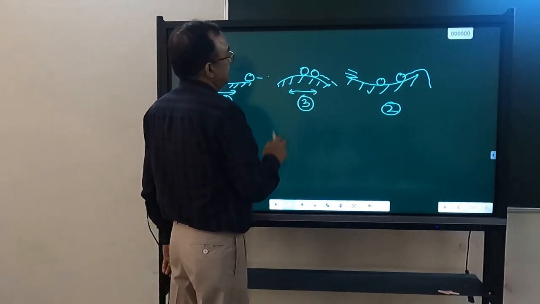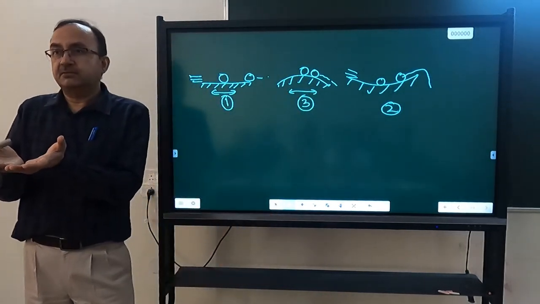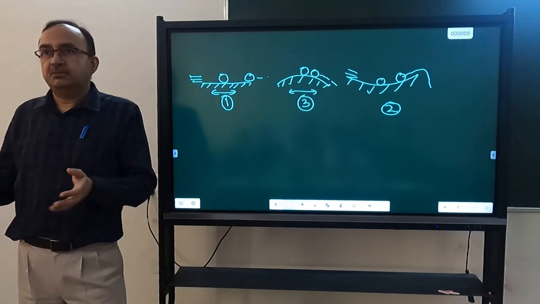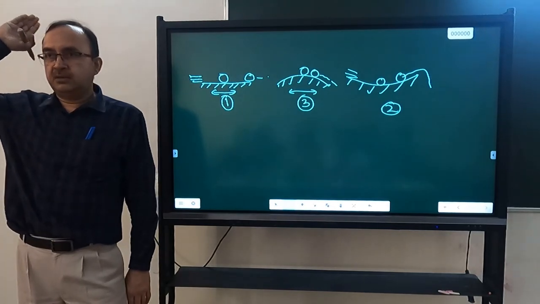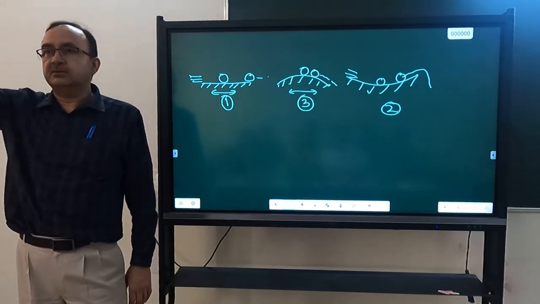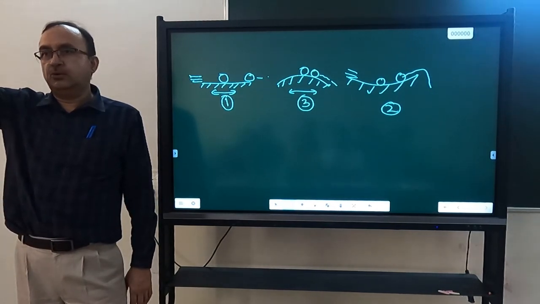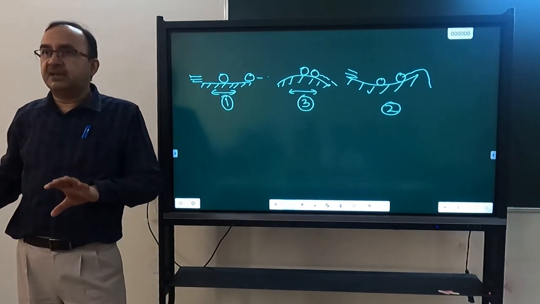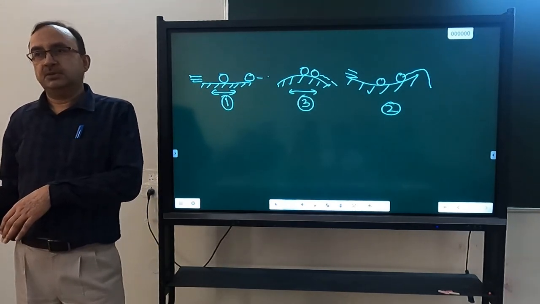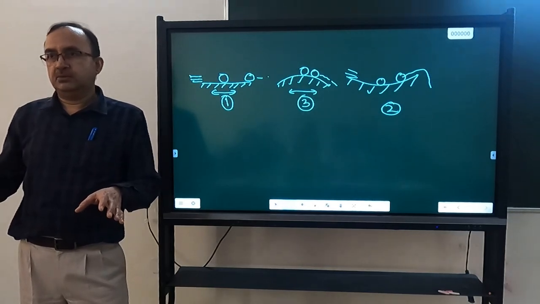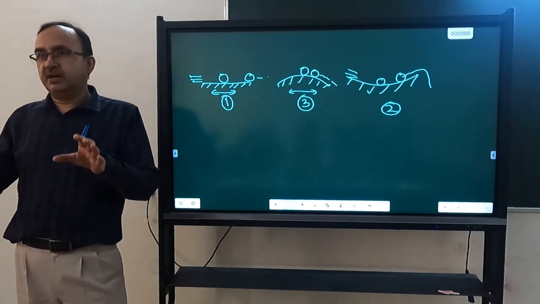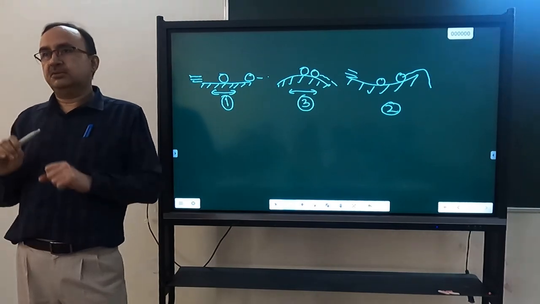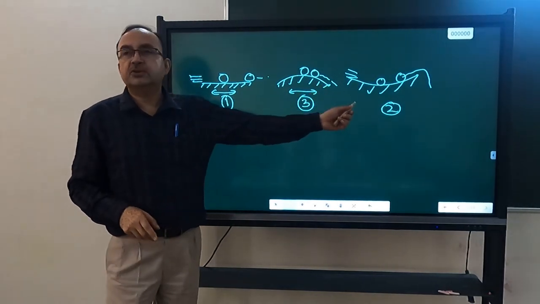So if it is static, perhaps it will not be stable. But if you are moving it, like a performer walking on a rope, if he is static, he will fall down. But when he is moving, in dynamic equilibrium, he can survive. The same thing happens in case of earthquake.